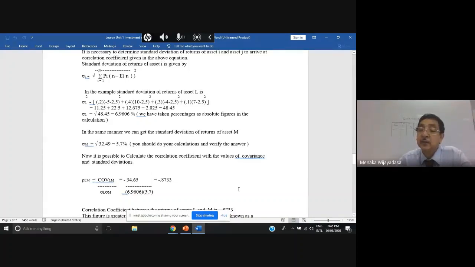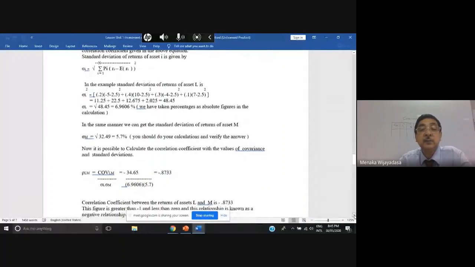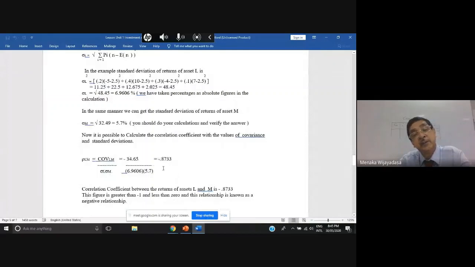And this figure is within the values of -1 and +1. When the correlation coefficient is a minus figure, that means when L's return goes up, M's return goes down. No, M's return goes up, L's return goes down. So that is what you mean by getting a minus correlation coefficient. And this relationship is known as a negative relationship.